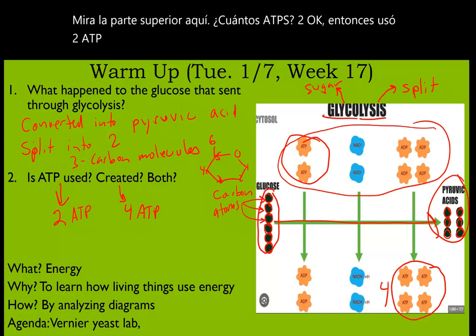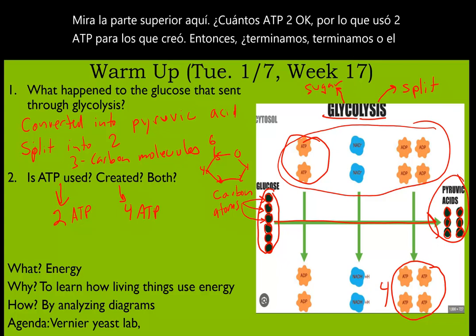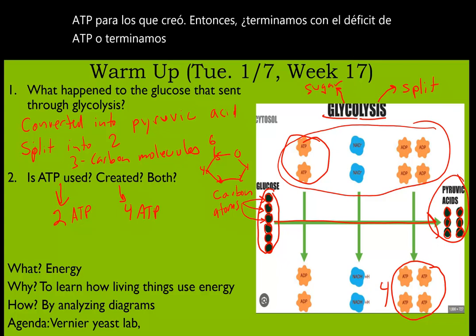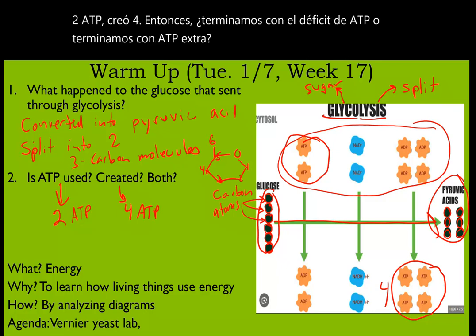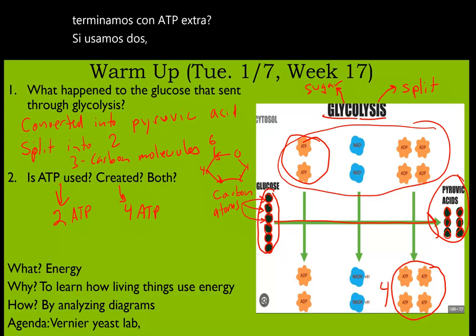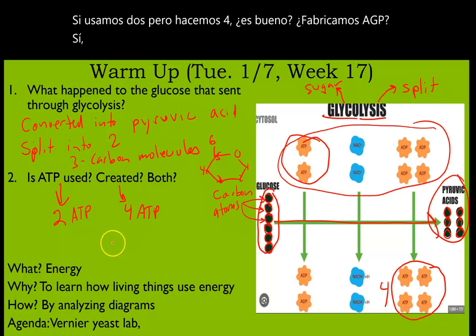So do we end up with a deficit of ATP, or do we end up with extra ATP? If we use 2 but we make 4, is that good? Do we make ATP? Yeah, we made 2 ATP. So 2 net ATPs produced.